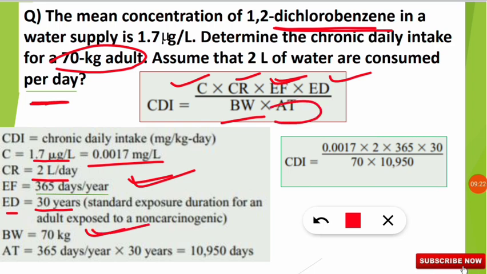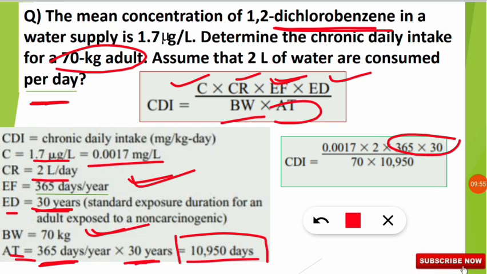Next is AT. Don't get confused between AT and EF times ED. AT is the average time, the period over which the exposure is averaged, in days. Here he has been consuming this water for 30 years, every day, 365 days per year, so it is 30 into 365, which is 10950 days. Coincidentally, EF multiplied by ED is 365 into 30 and AT is also 365 into 30, but in some cases EF will be different, and then we put in a different value.